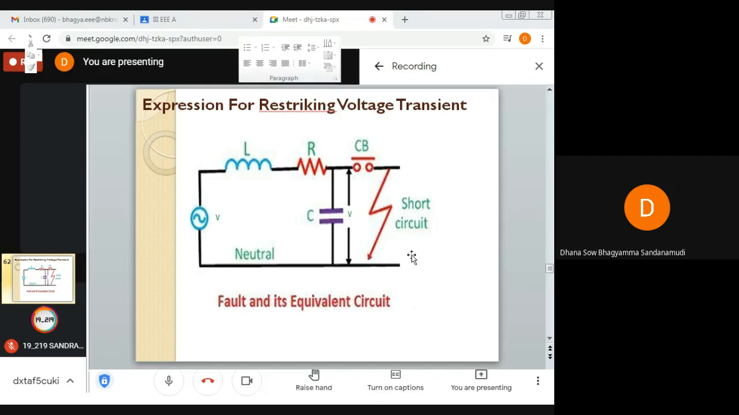In this system, a fault has occurred and the circuit breaker contacts have opened. The current which would flow to the fault is now injected into the capacitor and the inductor. We have assumed that the resistance is negligible, as discussed in the previous class. So the current I is equal to IL plus IC.